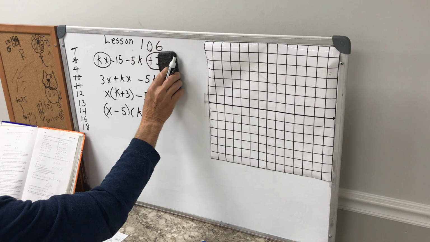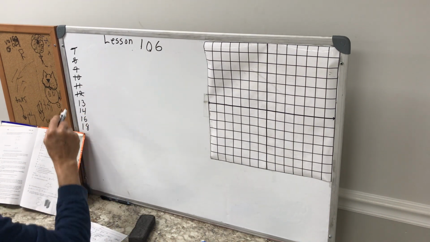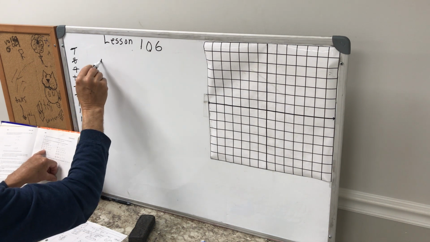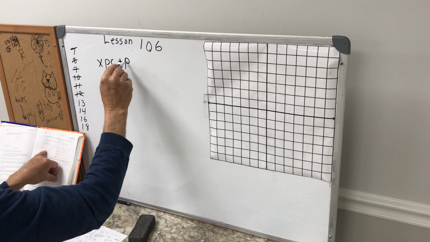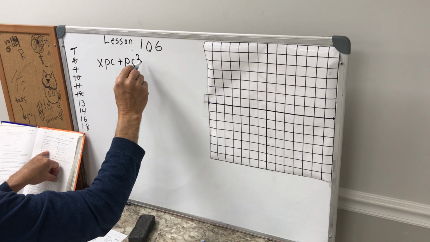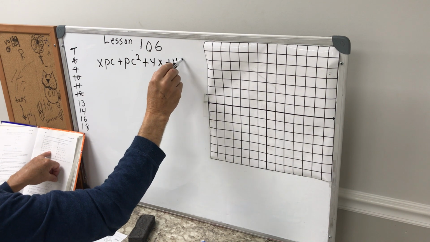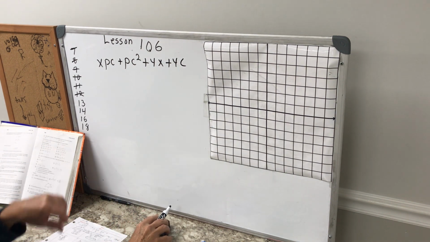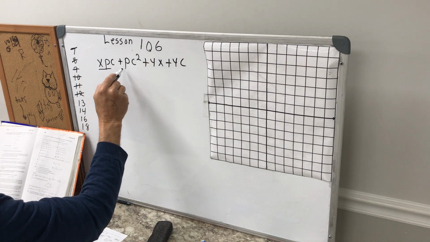That was number 12. Number 13: xpc plus pc2 is 4x plus 4c. What goes together here? Maybe just these do.